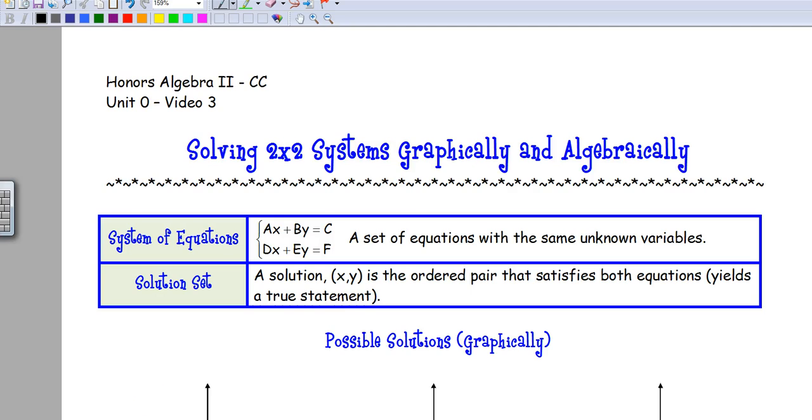Hello! Today we are going to talk about how to solve 2x2 systems graphically and algebraically. Now, the majority of this should be review, so as we're going through it, if it's going a little too quickly, make sure you come in and see me for some extra help.